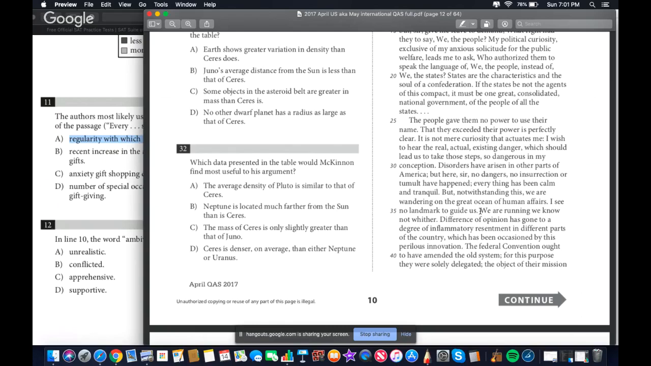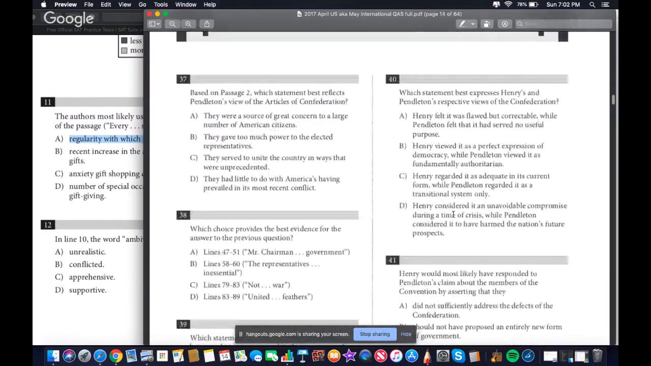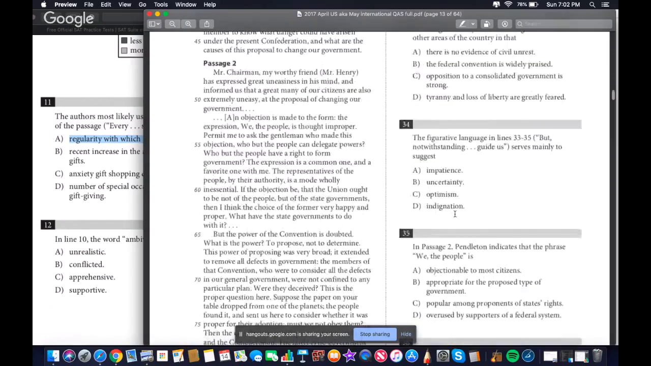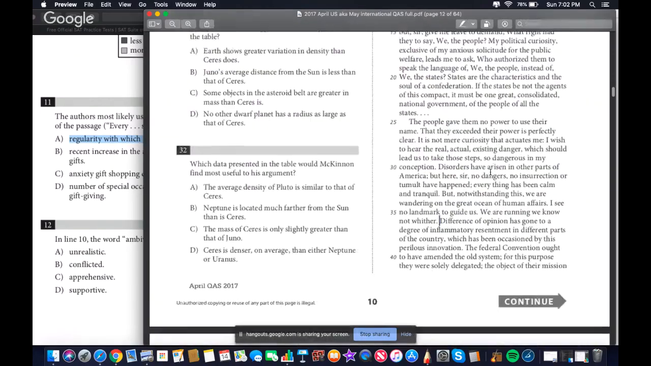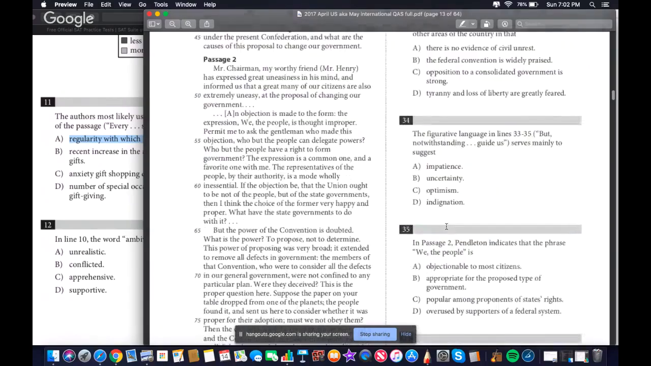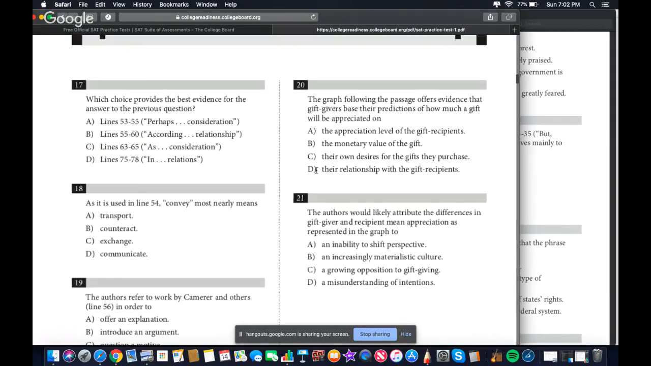Okay, and then below us, we are running, we know not whither. Is that still part of our lines? Let's just be clear here. 33 to 35. So starting on 35, we are running, we know not whither. That just means uncertainty. We are running, we know not whither. So once again, we could do that. And I just can't help myself. I'm going to do one more.